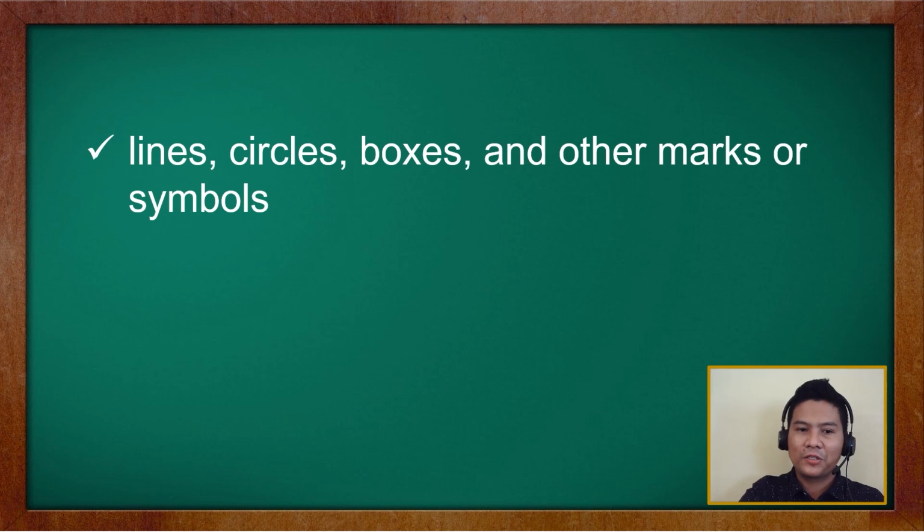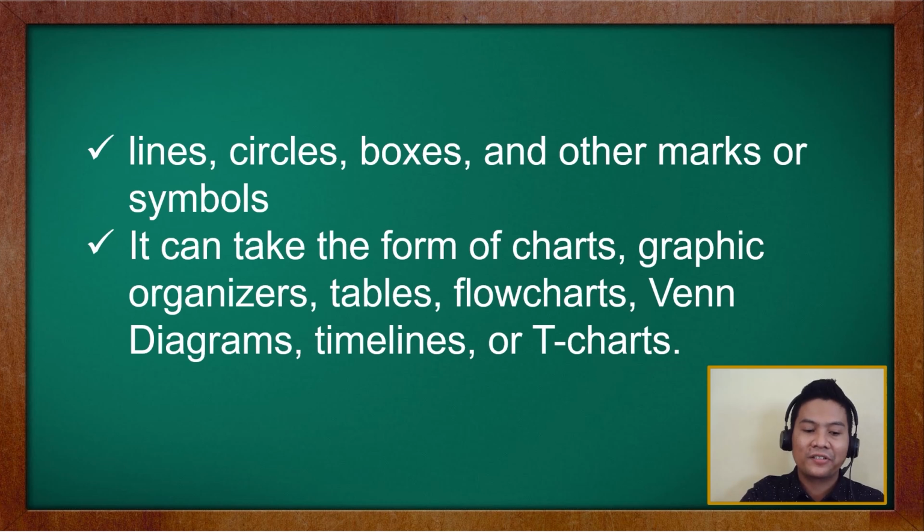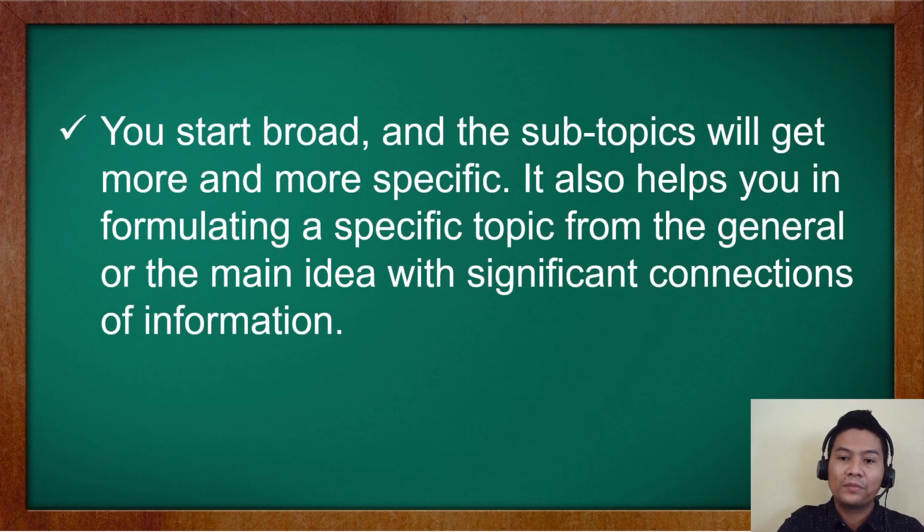A concept map is composed of different figures such as lines, circles, boxes, and other marks or symbols which represent the elements of your research. It can take the form of charts, graphic organizers, tables, flowcharts, Venn diagrams, timelines, or T-charts. A concept map arranges related ideas in a hierarchy. You start broad, and the subtopics will get more and more specific.